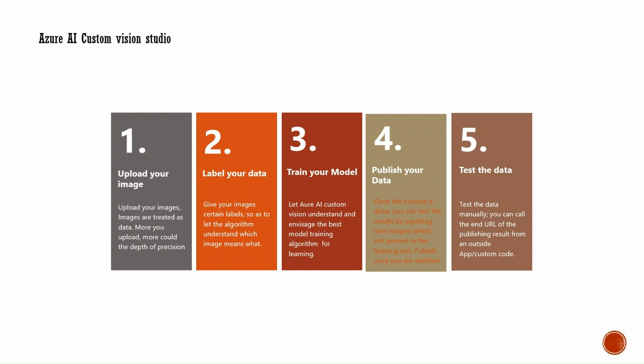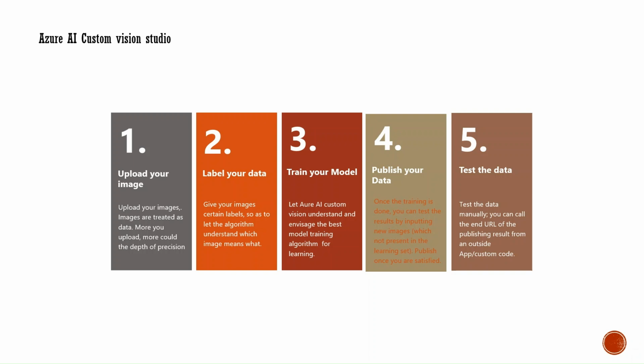And finally, you are publishing your data. Once the training is complete, you can test the results by inputting new images which are not present in the training set, and find out how correctly it is coming to a conclusion. If you're not satisfied, you keep on iteratively training with newer sets of images and newer sets of labels, and finally you come to a conclusion you are satisfied with. Then you are publishing your data and sharing it with your team, and then you can test the data either manually or give the end URL of the publishing result to an outside application or custom code.